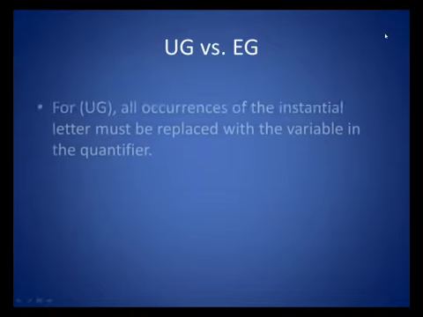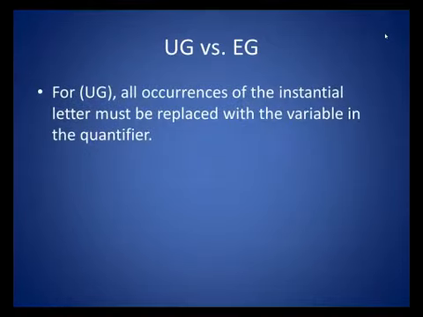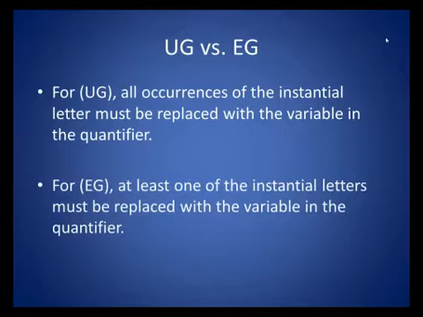Now let's talk a little bit about universal generalization versus existential generalization. I want to make a few points clear here. For UG, all occurrences of the instantial letter must be replaced with a variable in the quantifier. For EG, at least one of the instantial letters must be replaced with a variable in the quantifier. So remember, when you're universally generalizing, as in UG, every single occurrence of my instantiated letter must be replaced with the variable in the quantifier. I'll show an example of this in just a moment. And for EG, I'm only required to instantiate at least one of the letters, not necessarily all of them.